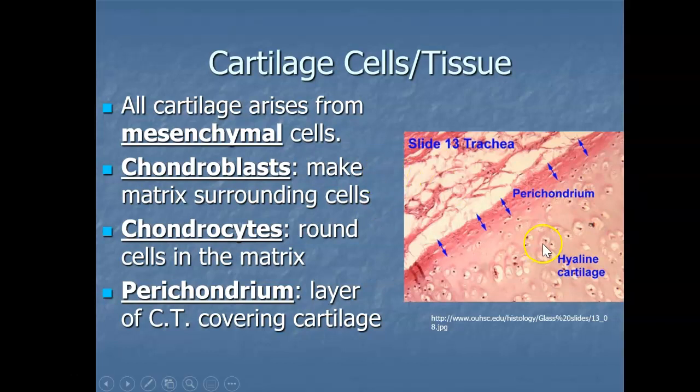So chondroblasts are the cells that make the matrix. The matrix, just like in a bone, is all of the surrounding material around an actual cartilage cell, which is the chondrocyte. So here's a chondrocyte, and the chondroblast makes all of the filler or the material that surrounds each of those cells. There's also a perichondrium in cartilage, which is a layer of connective tissue that sits on top and covers it. All cartilage cells come from a stem cell called a mesenchymal cell. Those mesenchymal cells will specialize into cartilage cells, either chondroblasts or chondrocytes.